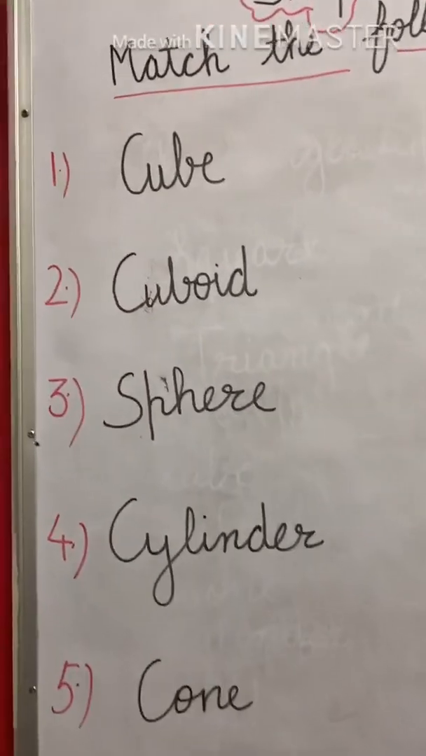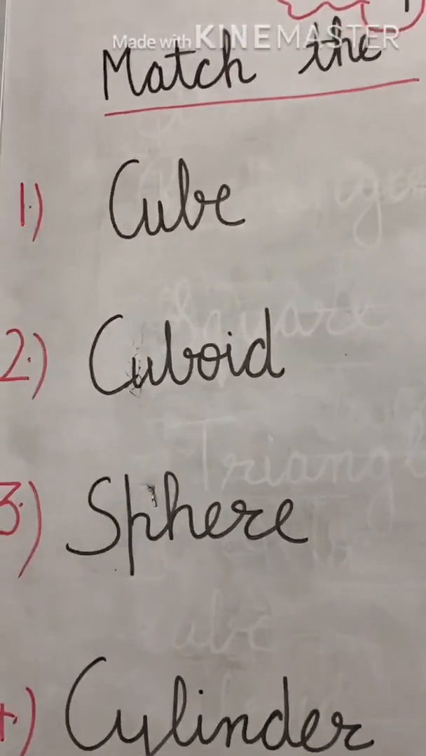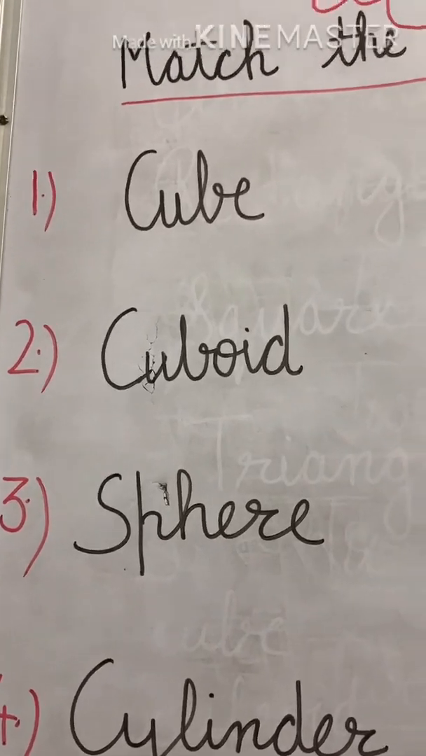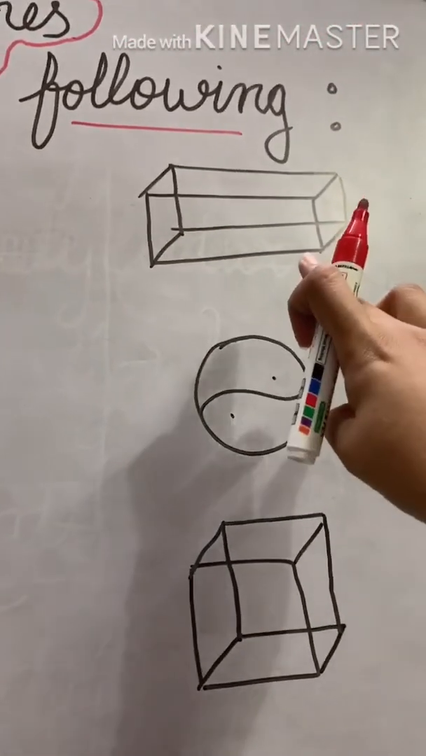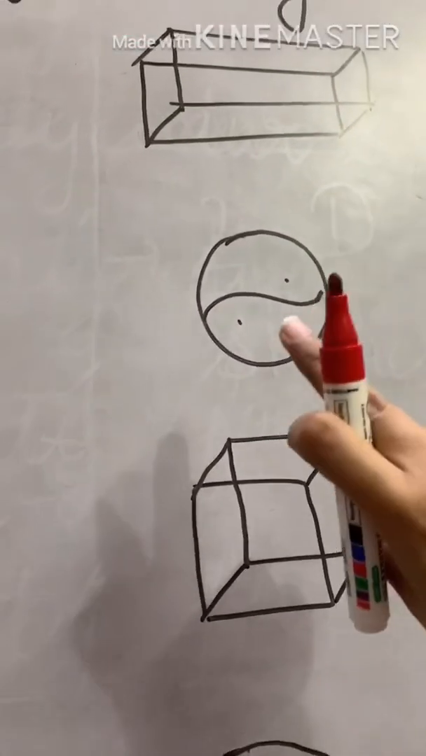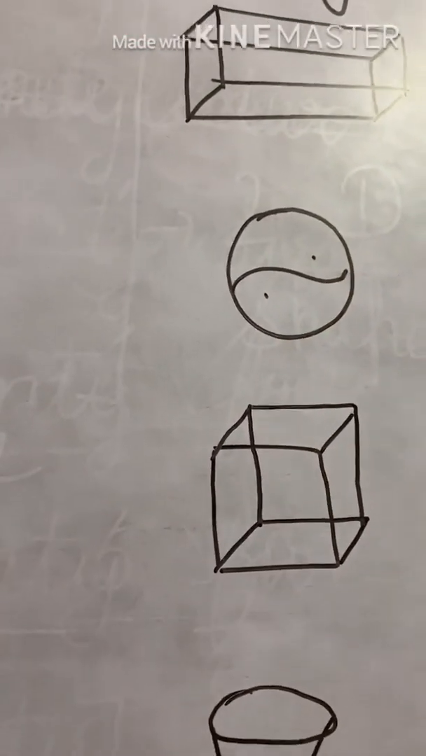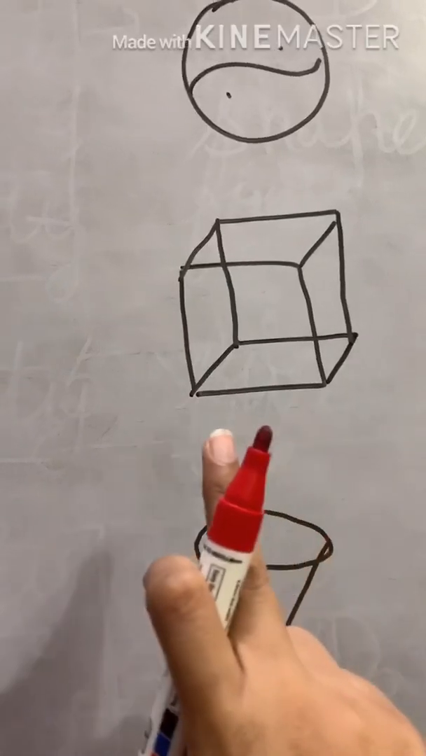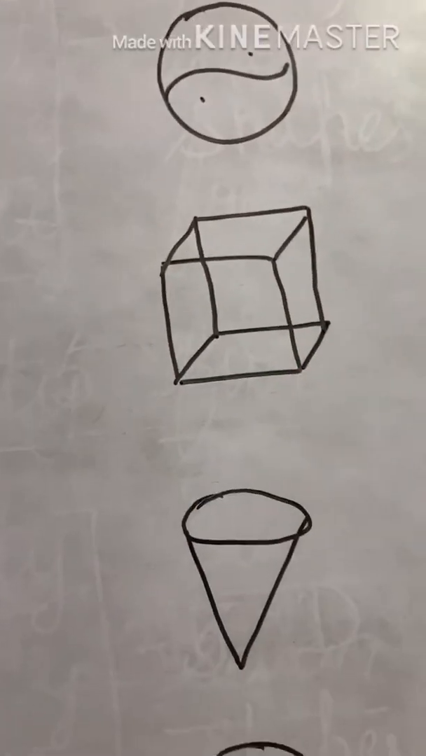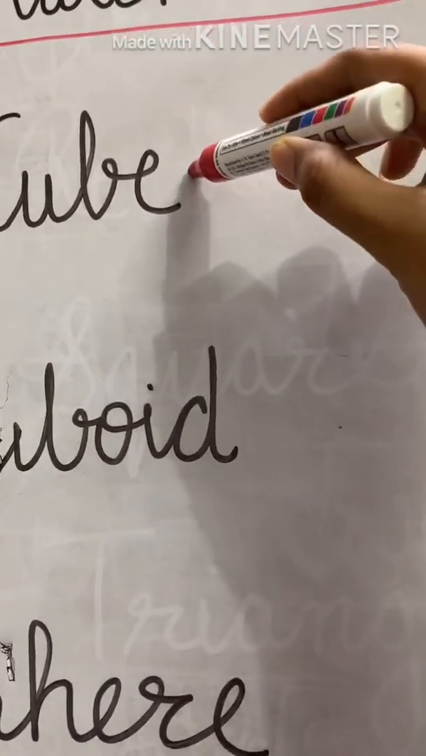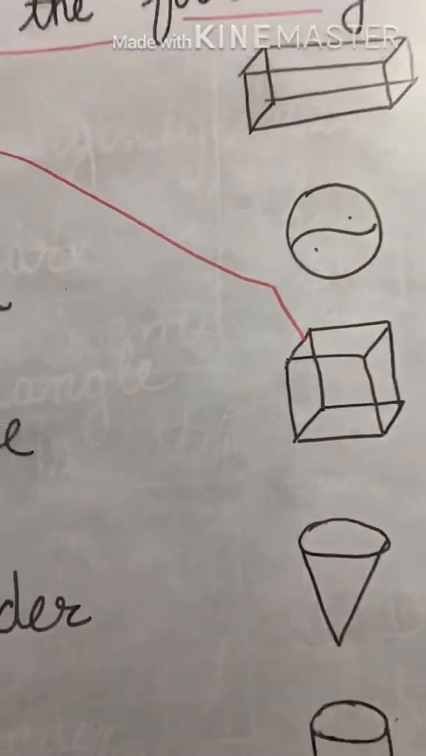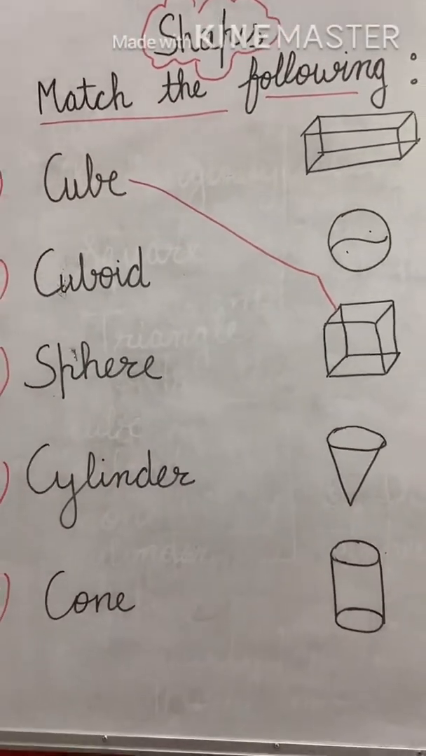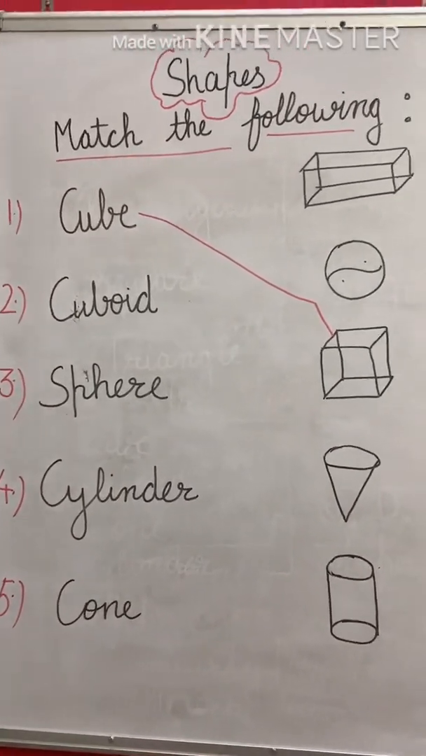So let's begin. Cube is quite similar to square in which all sides are equal. Can we say in this shape all sides are equal? Or in this shape there are no sides even. Look at this shape. It seems to be like a square or not? It seems to be like a square. So we will be matching this cube with this cube.